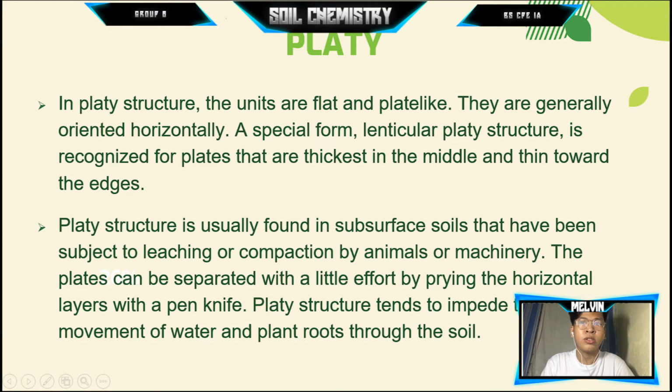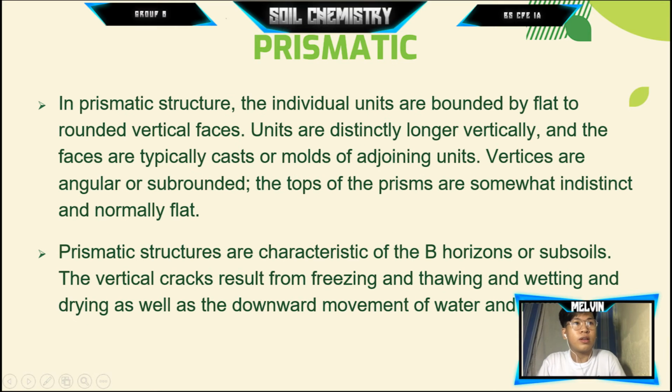water circulation, and it is commonly found in forest soils, in part of the A horizon, and in clay-like soils. Next, we have prismatic. In prismatic structure, the individual units are bounded by flat to rounded vertical faces. Units are distinctly longer vertically, and the faces are typically cast or molds of adjoining units. Vertices are angular or sub-rounded. The tops of the prism are somewhat indistinct and normally flat.